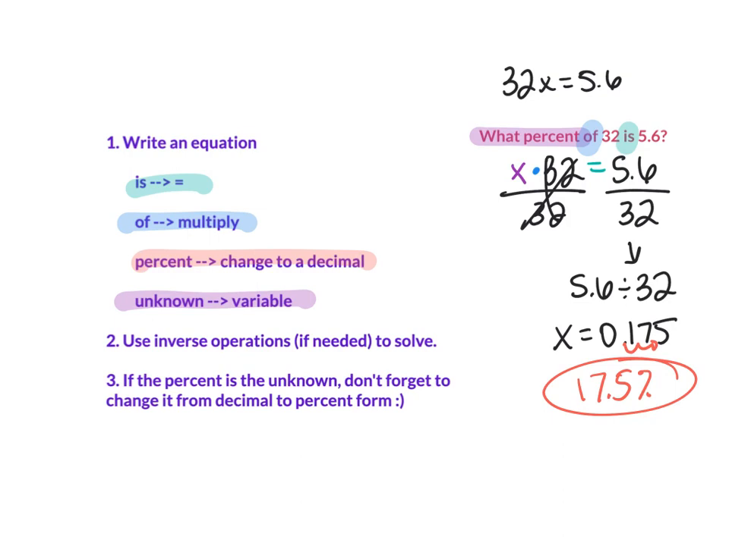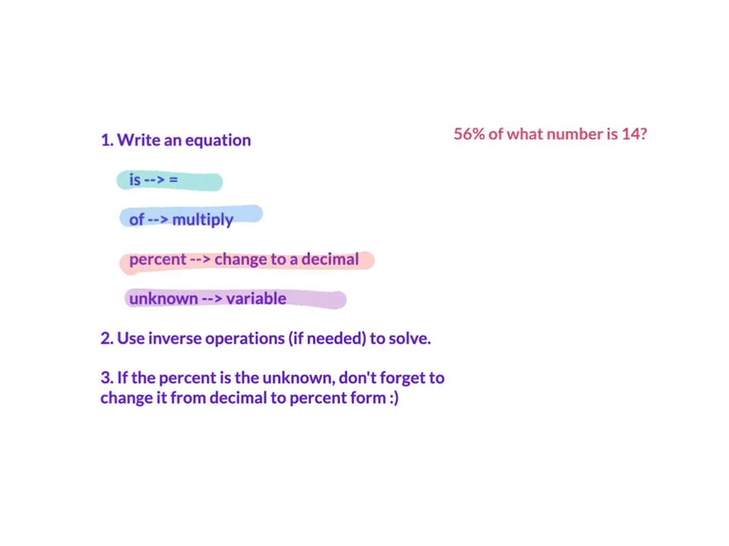I could go back and double check that. What if I wanted to say, what is 17.5% of 32? Well, if I change that to a decimal and I multiply by 32, you end up getting 5.6. So it all works out.